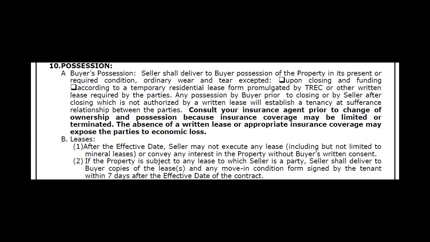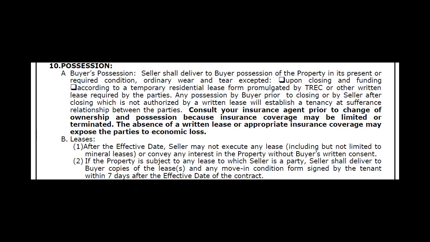Now on to B, leases. Okay. After the contract is executed, the seller can't execute any additional lease. So this means that the seller can't lease out the mineral rights and collect a big signing bonus without telling anybody. They can't lease it out to a tenant. And if the property has a lease already on it, then the seller's got to tell the buyer about it, and the seller's got to give copies of the leases.